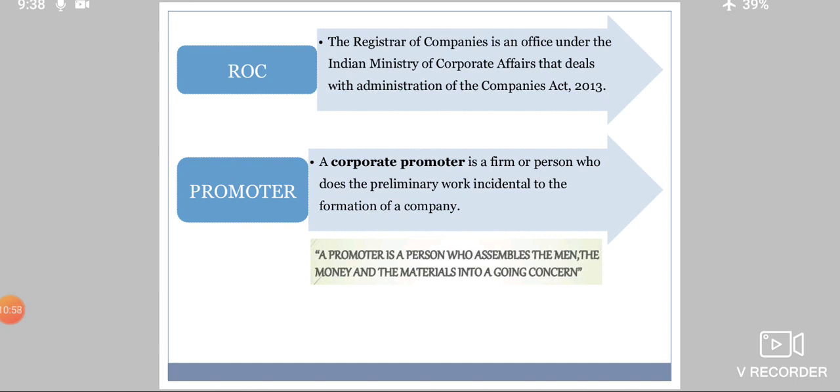And then you have the promoter. See, a corporate promoter is a firm or person who does the preliminary work, the starting work incidental to the formation of the company. So what all documentation procedures are there to form a company? This is performed by the promoter. See, below it's written, a promoter is a person who assembles, gathers the men, the money and the material into a going concern. Going concern means a company or a firm.